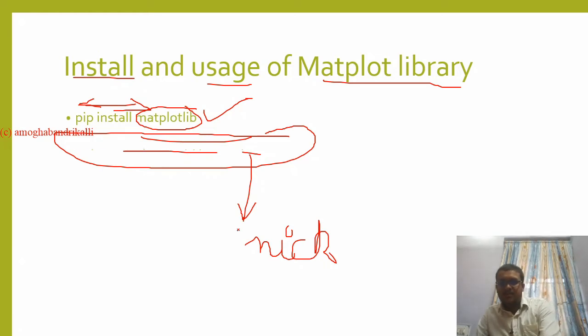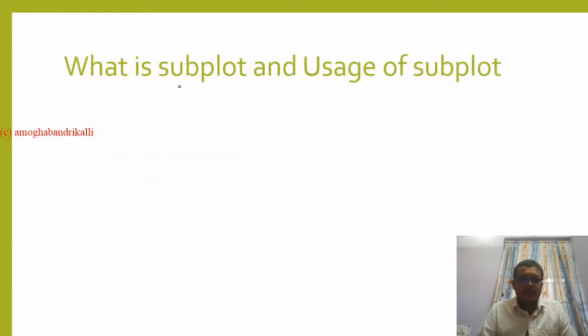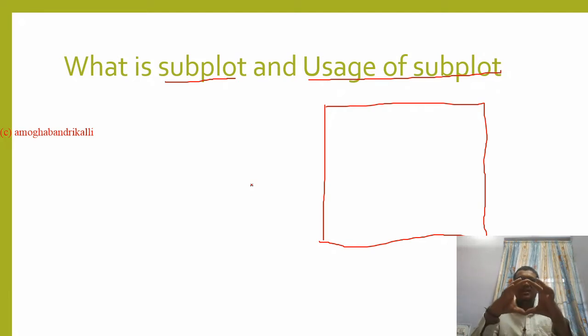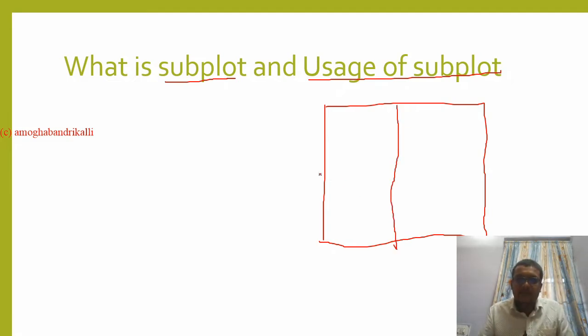So next one is, we are just seeing what is subplot and how to use the subplot. So consider this is your output window. So this is your full screen output window. If you are using plot for full screen, only one image will be displayed. So if you are going to compare various images, you need to divide a window into subplots.